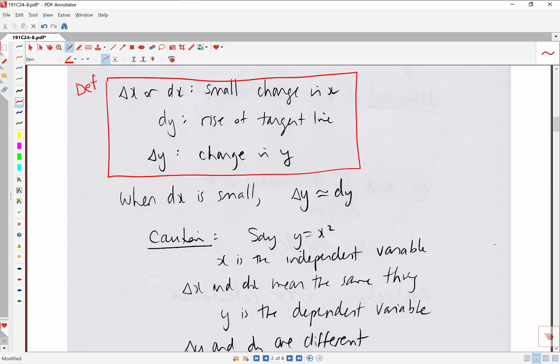So we can represent a small change in our x coordinate in two different ways. We can either write delta x or we can write dx. So delta x or dx, they mean the same thing, small change in your x direction. dy represents the rise of the tangent line over a certain interval, and delta y represents the change in the y value. Okay, so let's draw a picture over here.